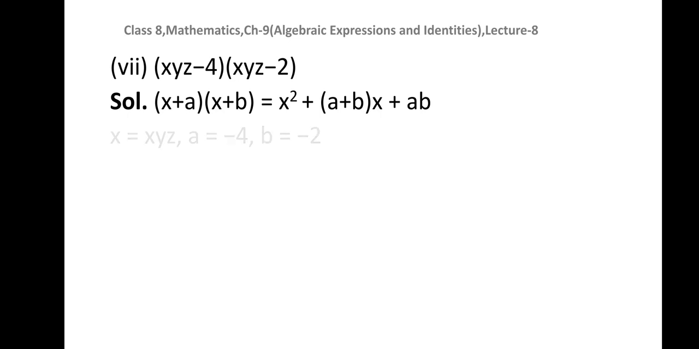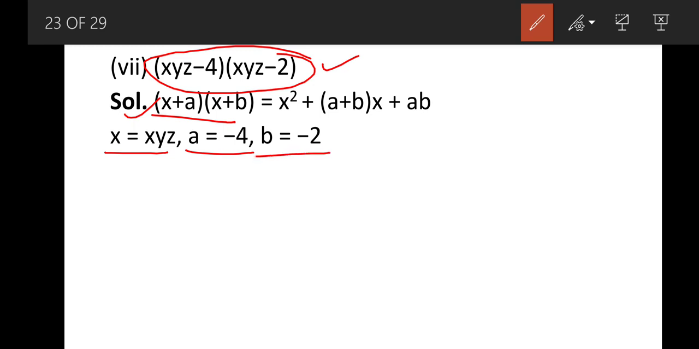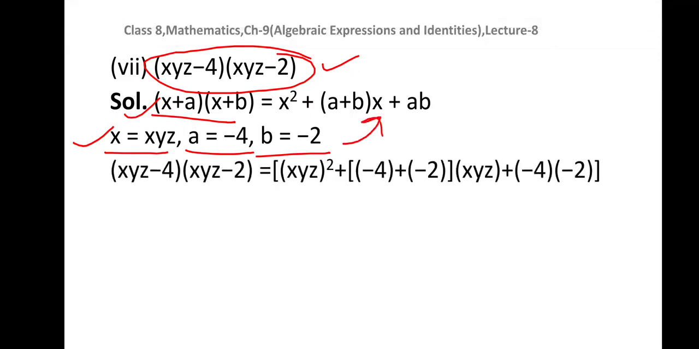Now coming to the seventh part. Here this identity is to be used. If I compare the left hand side of identity number 4 with the given question, what I have observed is x is equal to xyz, a is equal to minus 4, and b is equal to minus 2. So you are supposed to put the values of x, a and b on the right hand side, and you will be able to solve it.